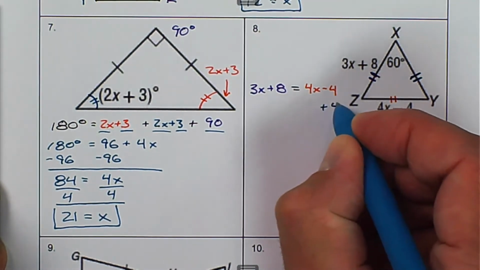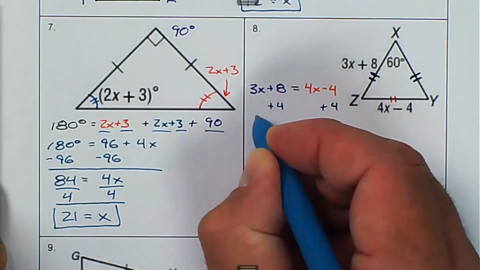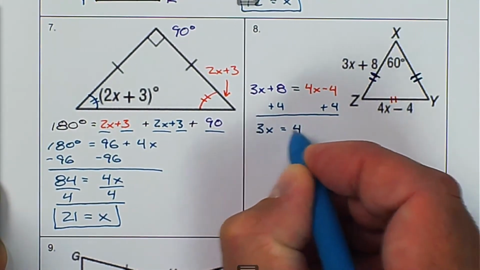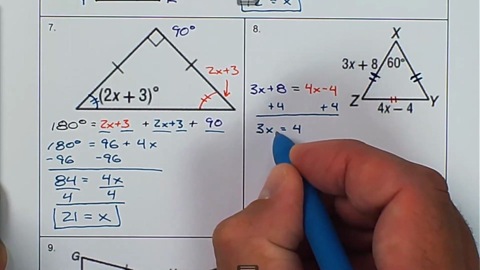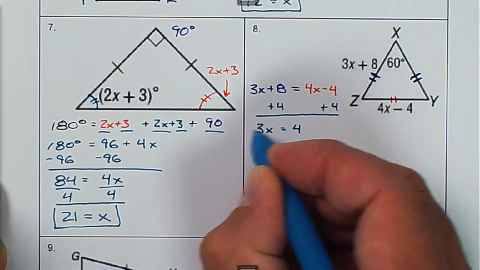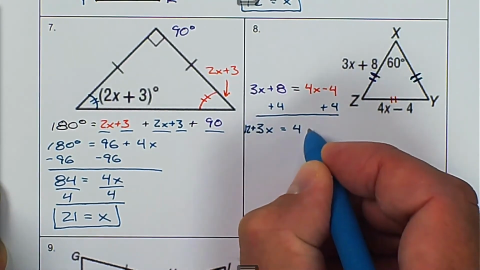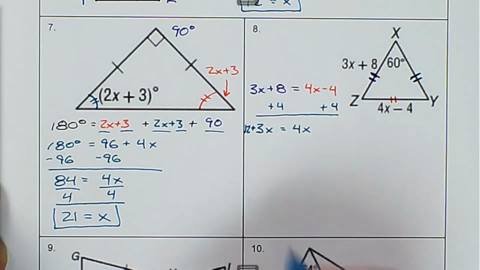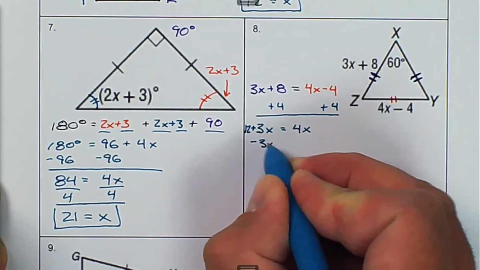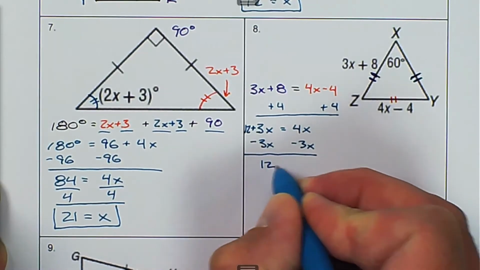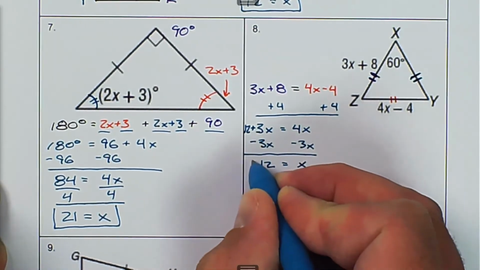So we're going to add 4 to both sides of the equation. 3x is equal to 3x, that's going to be plus 12. Plus 12 is equal to 4x. And then we can subtract 3x from both sides. And then we get 12 is equal to x.